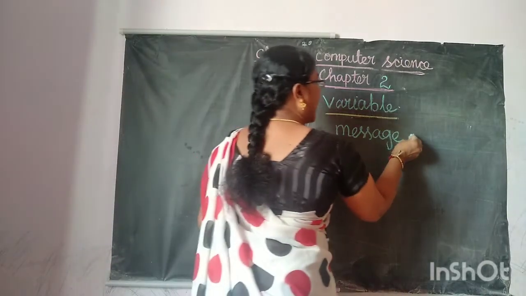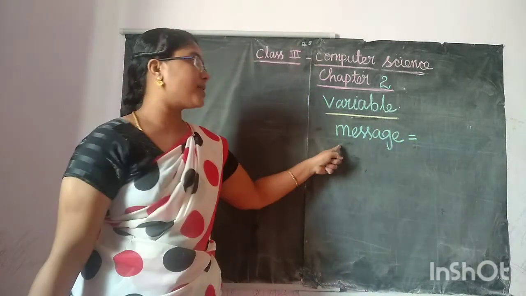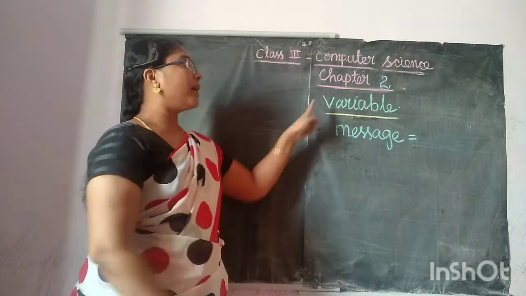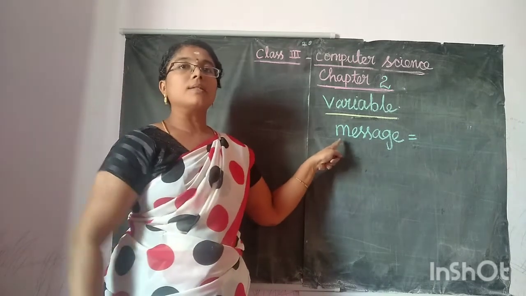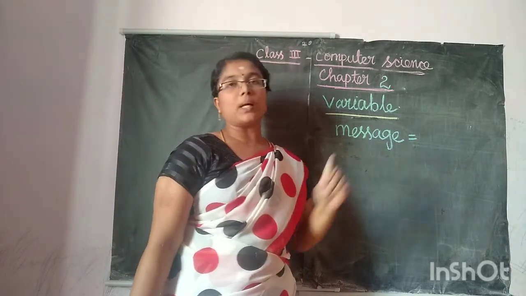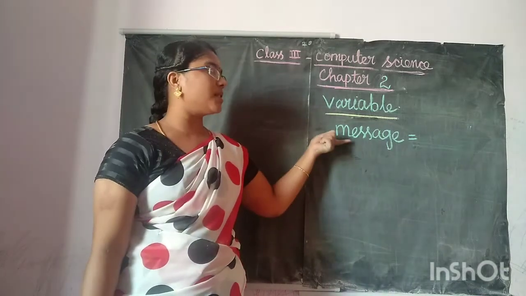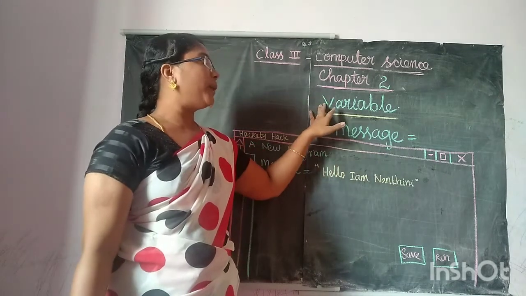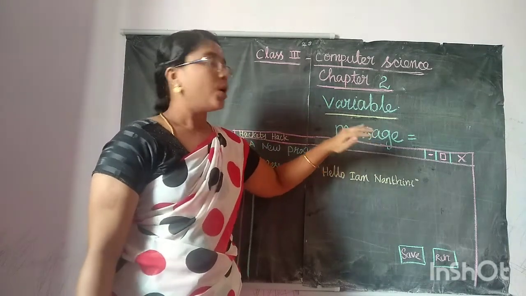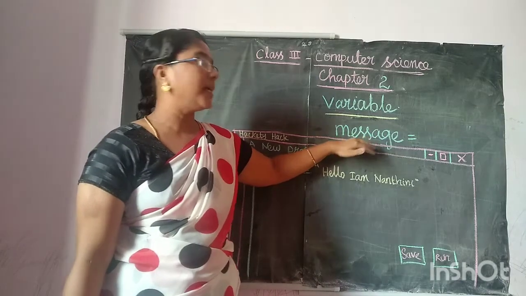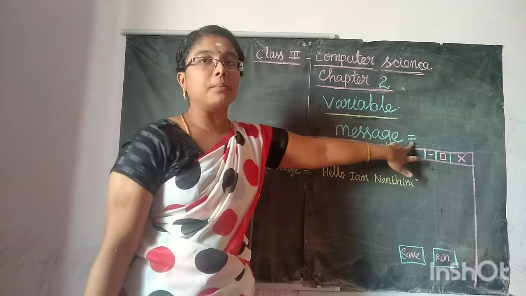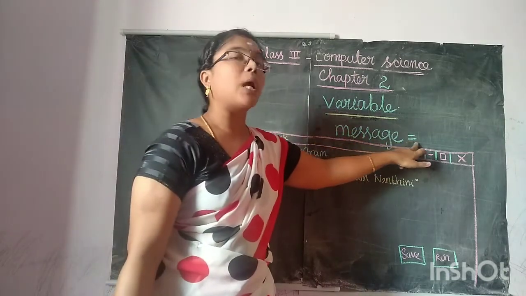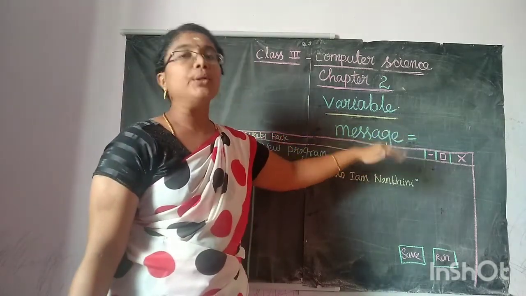See, message and equal to. Last class we learned the command alert, right? Likewise, here this is the variable, message equal to. How can we use this in the program? Listen to me. The variable we are going to use is message, and you have to use the equal to symbol here. That symbol also you have to use.